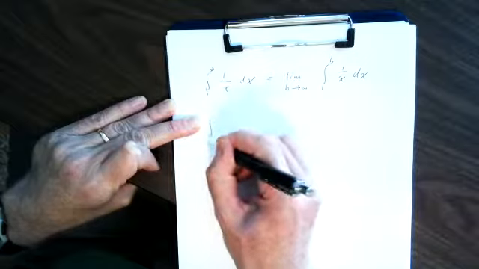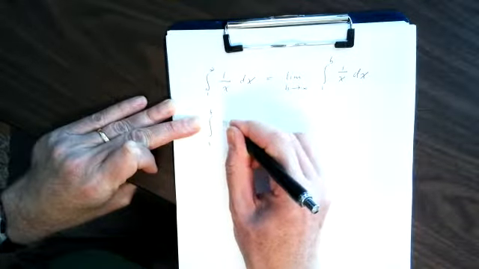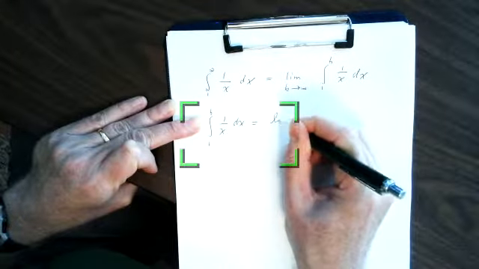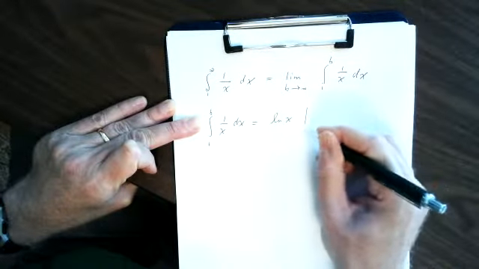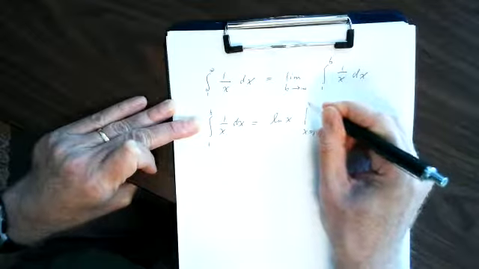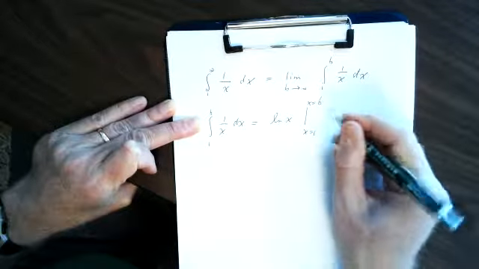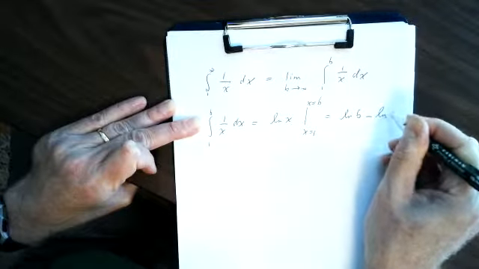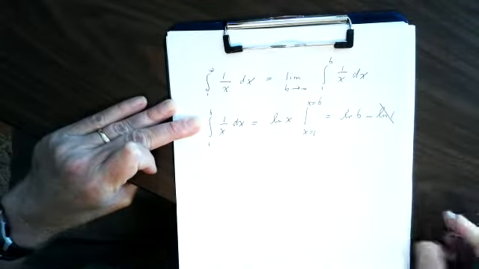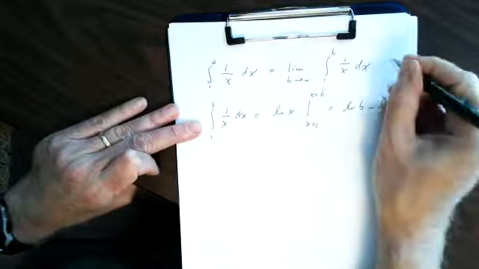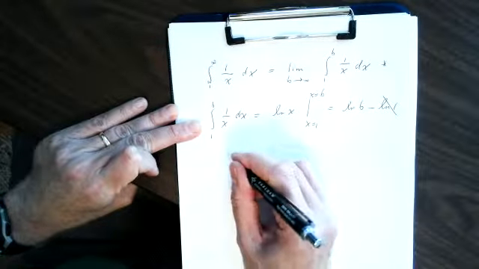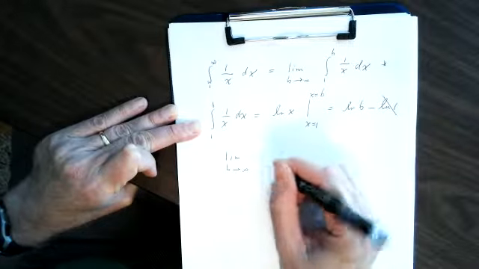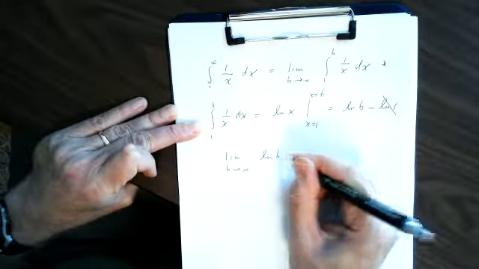Now let's write down the integral from 1 to b of 1 over x dx. That's the natural log of x evaluated at x equals 1 and x equals b, which is the natural log of b minus the natural log of 1, which is just 0. So looking at this limit, we have the limit as b goes to infinity of the natural log of b.